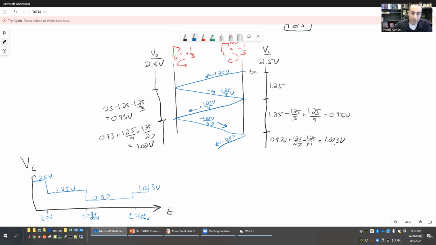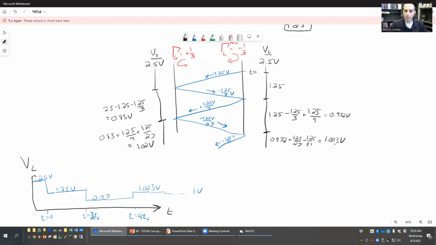We didn't get there immediately. We jumped down to 1.25, then we actually overshot and came back up and went too high. And this eventually is going to settle out, and it's going to steady at, if we wait long enough, 1 volt, right? And that's comforting to know that that's going to happen.